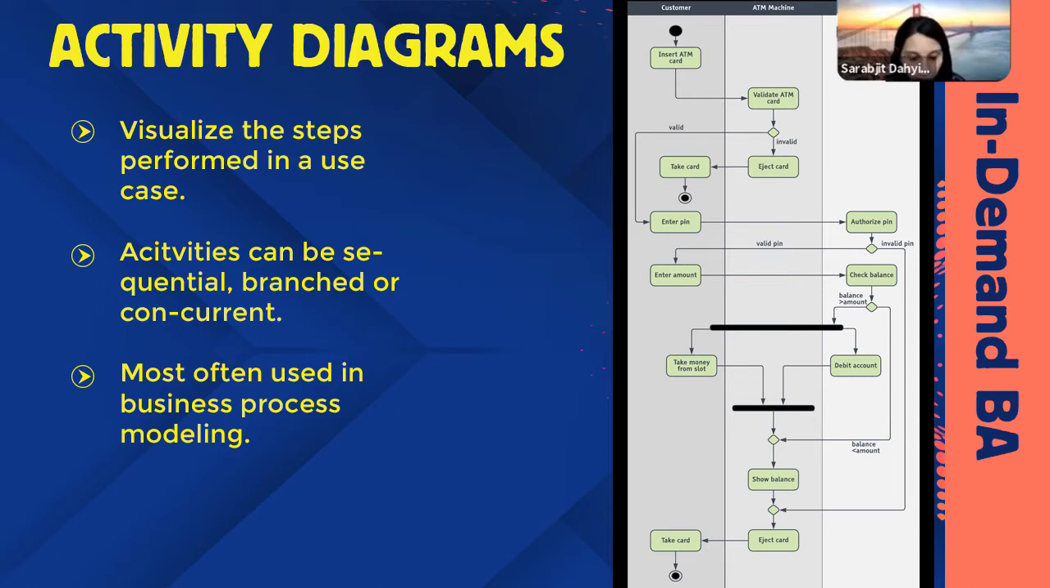Either way, whether they've taken the money out or they've debited the account, they come to this join. And again, there's one decision point from that join. They're able to see their balance. They can eject the card, take the card out, and the process is ended.